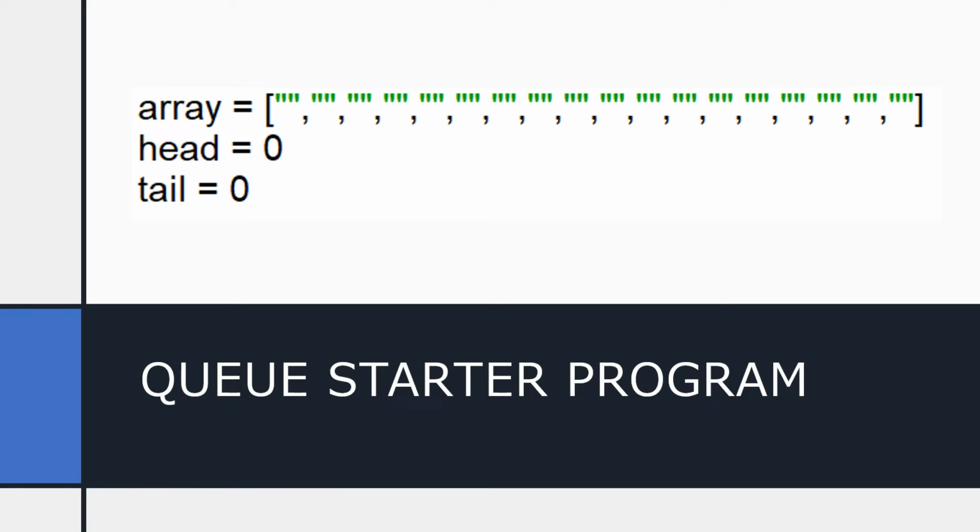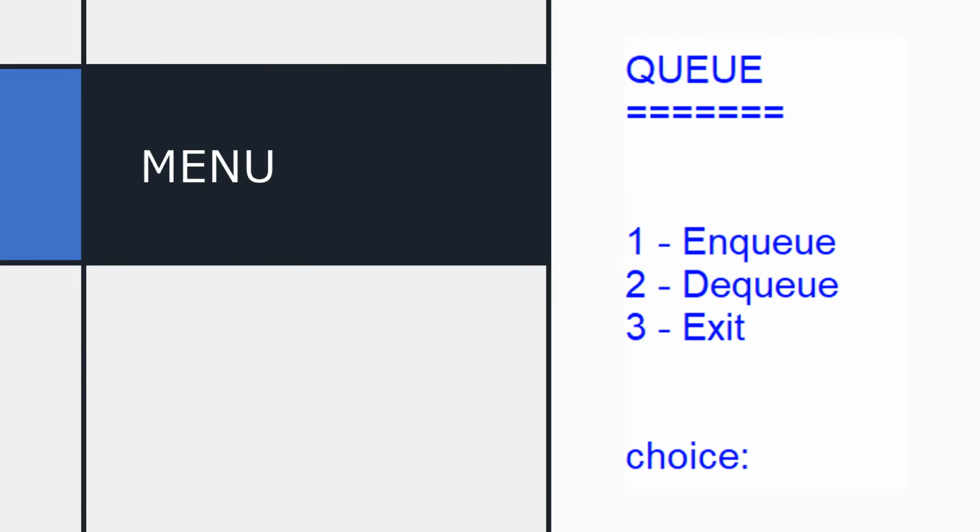And I've written an example. Here's a very big empty array. It's got quite a lot of locations in it. And because there are no items in the queue, both the head and the tail are pointing at location 0. And my program has a little menu in it with options 1, 2 and 3, and 1 is enqueue and 2 is dequeue. Those options don't work yet, so we're going to write the code to make them work.